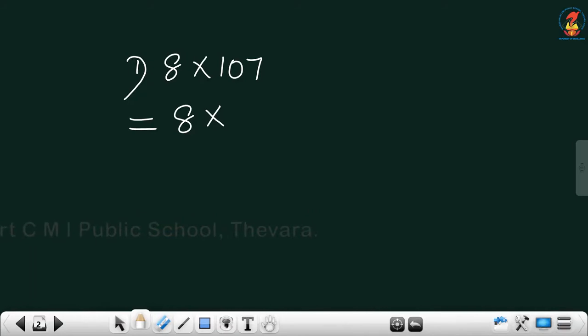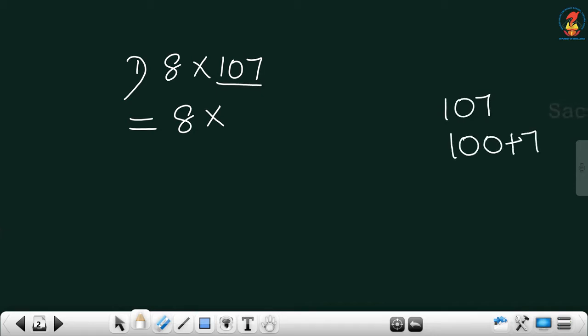What is the first step? You have to expand the number. That means you write the expanded form. What is the expanded form of 107? You can expand it as 100 plus 7, is it? So you expand the number as 100 plus 7 and keep that number inside the bracket. That is very important. If you are expanding one number, we have to put that number inside one bracket.